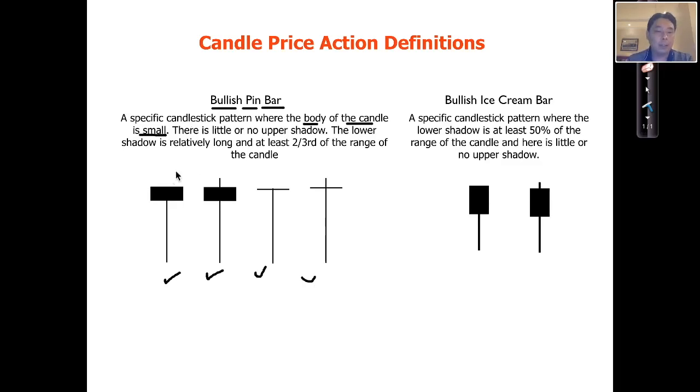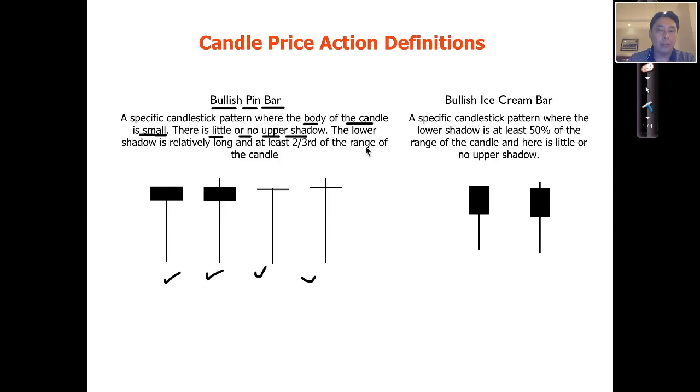Why? Because they have very small candle bodies in relation to the entire range. And you can see that in these two cases, the candle body is just a line, because the opening price and the closing price is the same price. So that's the first definition. Body has to be small. Next, there's little or no upper shadow. So notice that there's no upper shadow, or there's only a very small upper shadow. So all four qualify.